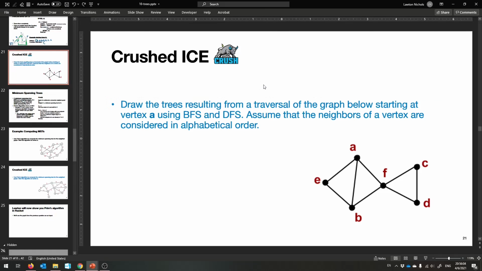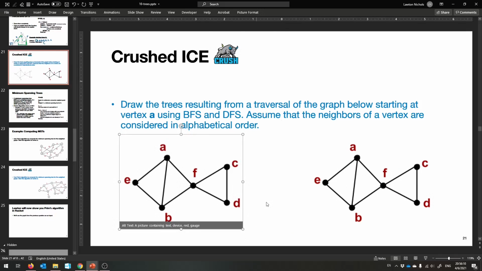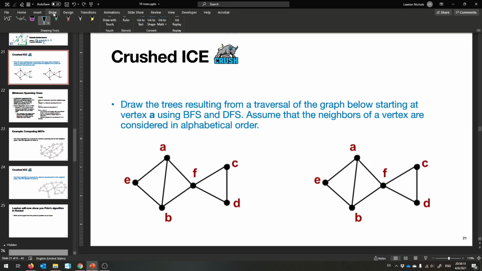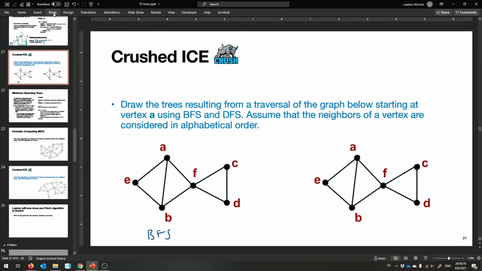All right, so the very first thing that I want to do is probably make another copy of this so that I can do BFS over here and DFS over there. So BFS, which one do we start at? We start at A.